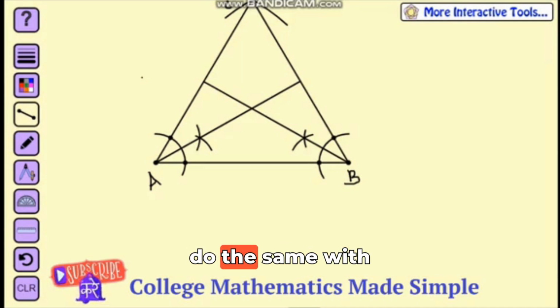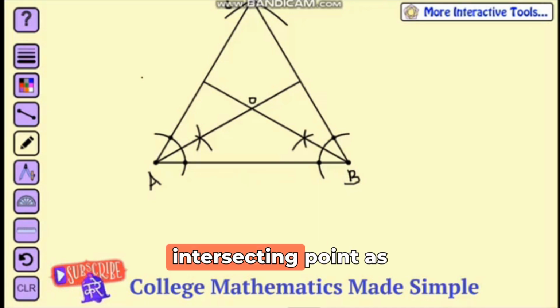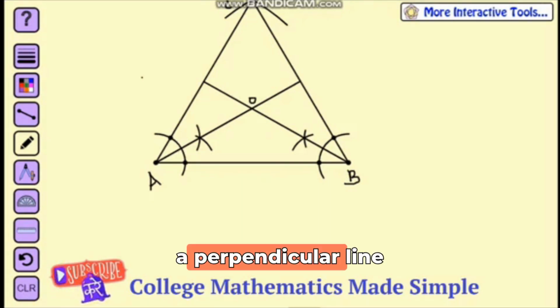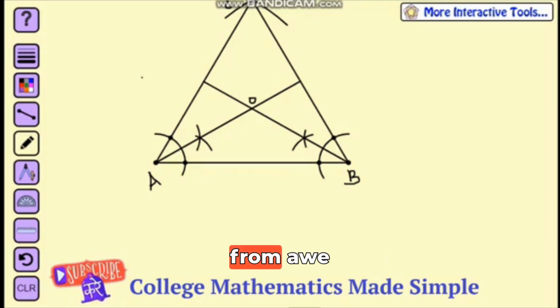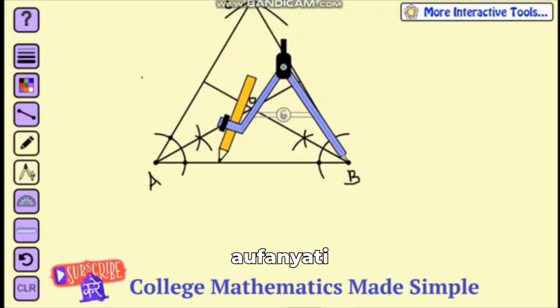So we are going to do the same with the angle at point B and connect all those points. So that is question 2, and we are going to label the intersecting point as O. Now we are going to draw a perpendicular line from the center O to the side AB, and label the point where the perpendicular meets AB as D.